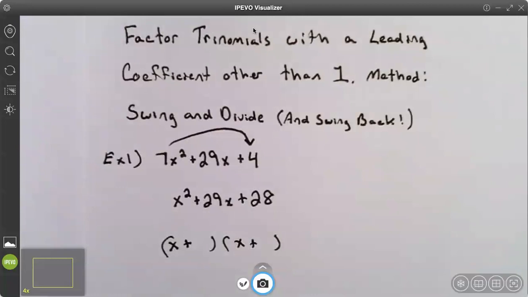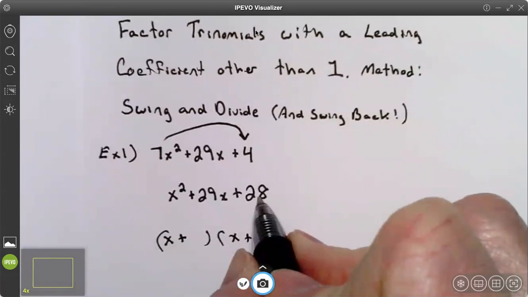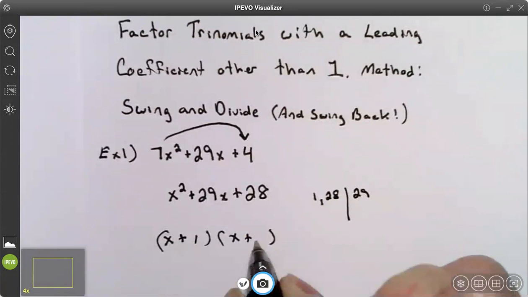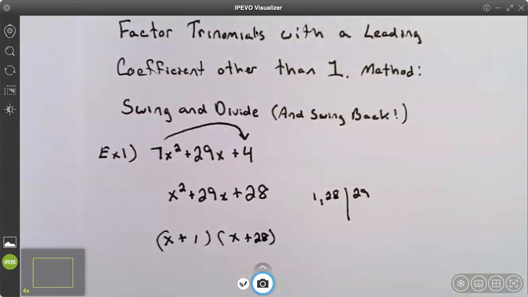So I'm looking for 2 numbers whose product is 28 and sum is 29. The first 2 I try, 1 times 28 is 28, 1 plus 28 is 29. So my numbers are 1 and 28. So from here to here, we had to factor a trinomial with a leading coefficient of 1. Now let's go back to swing and divide.